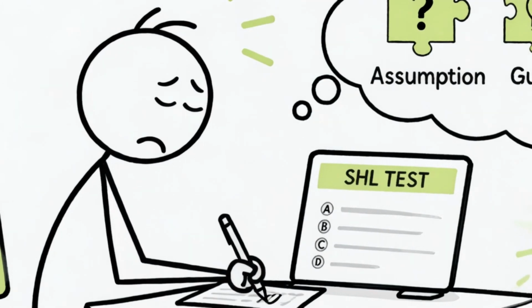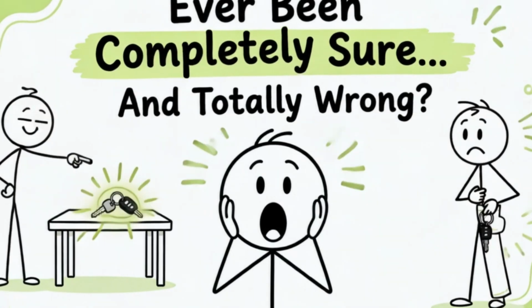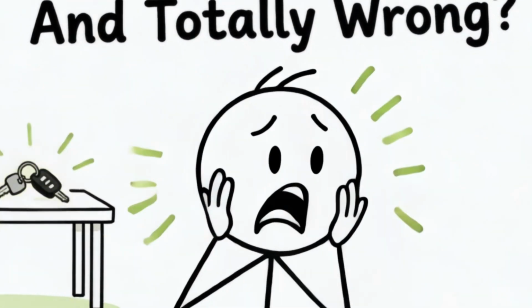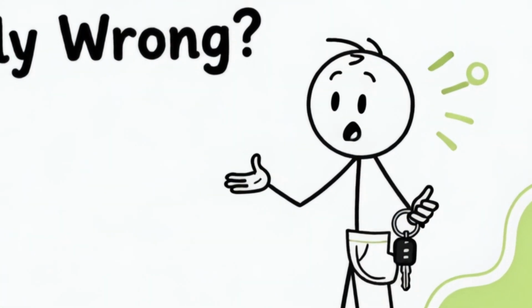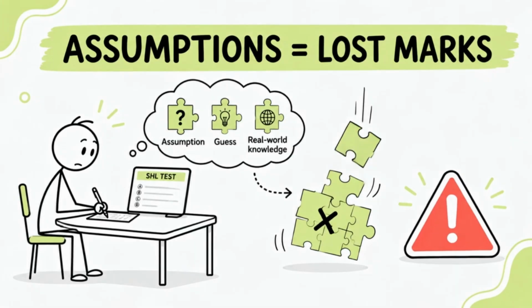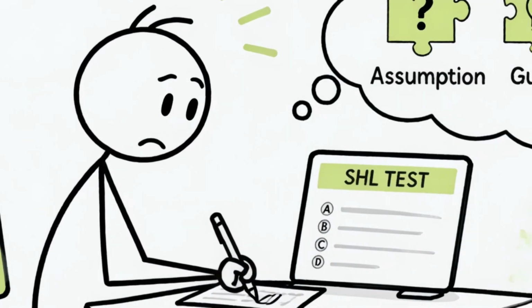Have you ever finished a deductive reasoning question, clicked your answer with complete confidence, and then discovered you got it wrong? Not because the question was difficult, not because you didn't understand English, but because your brain quietly filled in information that wasn't actually there. If that's happened to you, don't worry. It's one of the biggest reasons people lose marks in SHL deductive reasoning tests.